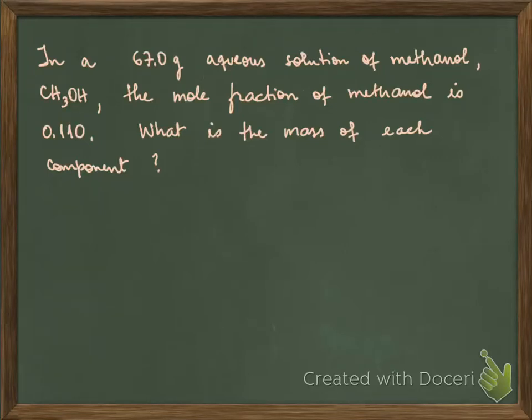So let's try to take a look at this problem and find a solution. In a 67.0 gram aqueous solution of methanol, the mole fraction of methanol is given as 0.110. What is the mass of each component?